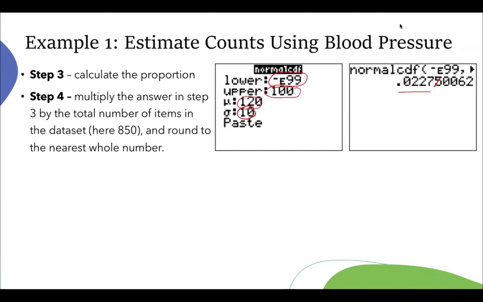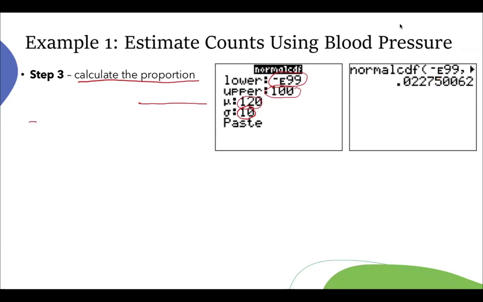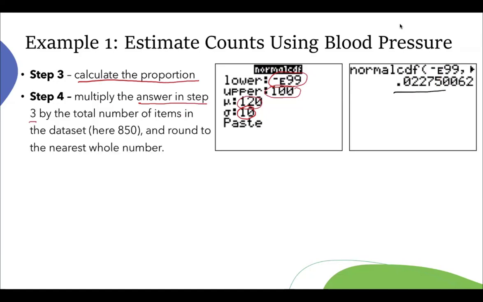But we don't stop there. We take the answer from step 3, which is calculating the proportion, and we just multiply it by 850. So actually, I was incorrect to try to, let me erase that. I didn't want us to round this answer just yet. What I really want us to do is keep the answer as it is and then multiply by 850. So let's do that.